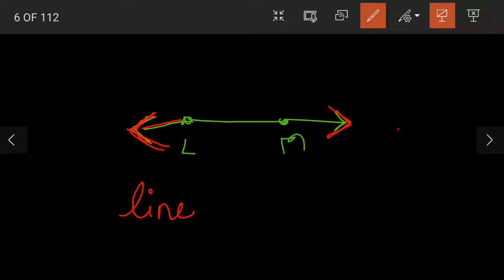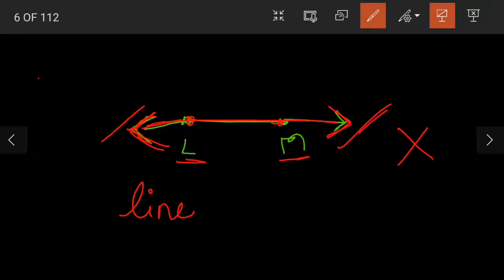Now can you tell me how many endpoints our line has? It has no endpoints. See, on both sides it can be extended. There are no endpoints for the line. Now what about this L and M? Are they endpoints? No, children. They are not at the starting or the ending. They are on the line. So this is the line, and L and M are two points placed on the line. So they will not be the endpoints.